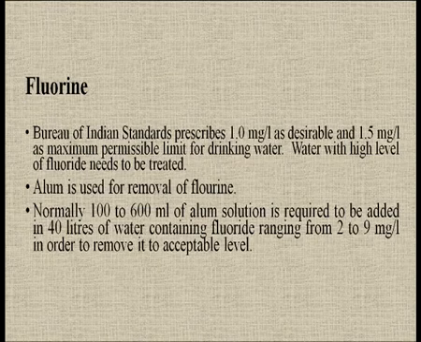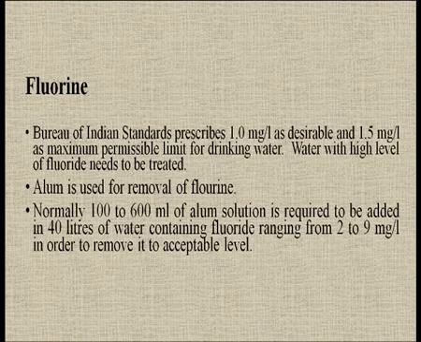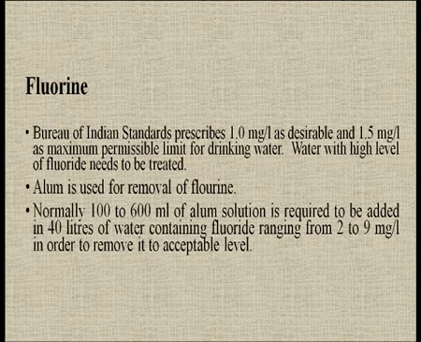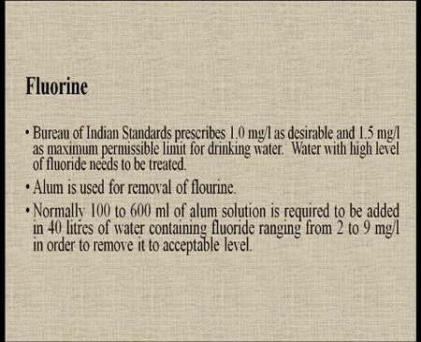Now, other methods for water purification. Sometimes natural contaminants like fluoride, iron or arsenic are present in the water, which are very harmful to human health. So, fluorine: the Bureau of Indian Standards prescribes 1 milligram per liter as desirable and 1.5 milligram per liter of fluorine as the maximum permissible limit for drinking water.